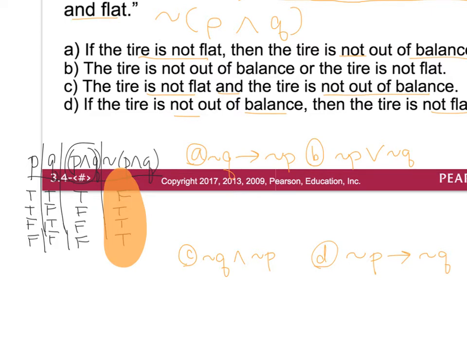For statement A, we need a P and a Q. For B, we need a P and a Q. And for C, P, Q. And for D, P, Q. So you can start all those the same.